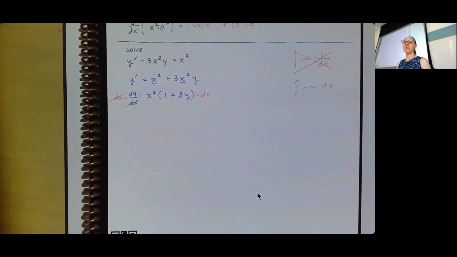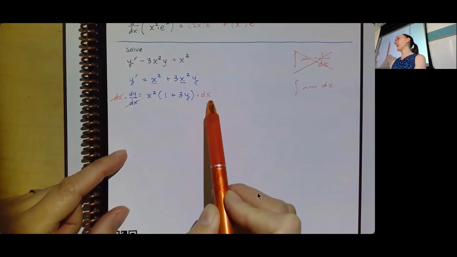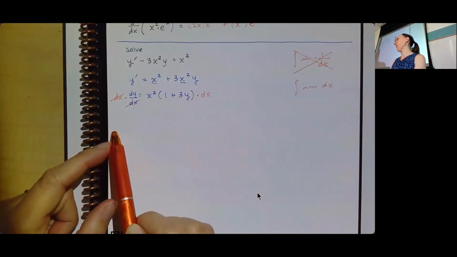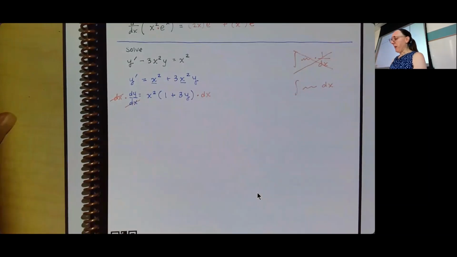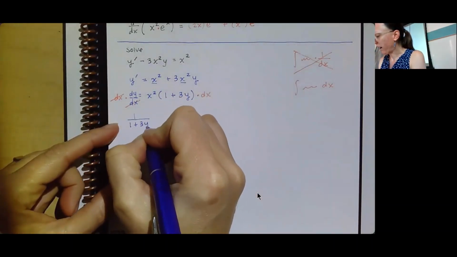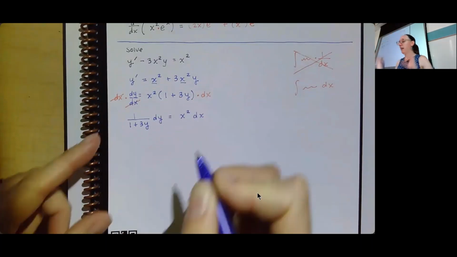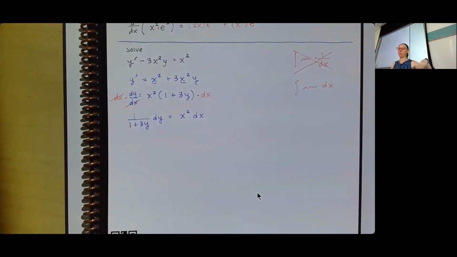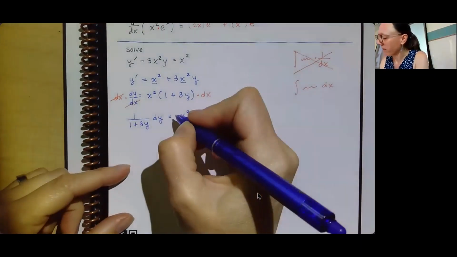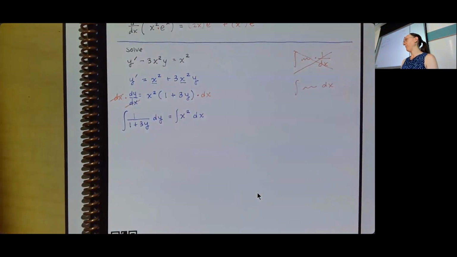Once I've done that, all of my x's need to stay on the right-hand side and all of my y's need to end up on the left-hand side. And we never get a choice of which side those letters go on. So I've got 1 over 1 plus 3y dy is equal to x squared dx. Once I've got all my x's on one side and all my y's on the other, then I'm ready to find both antiderivatives. I'm going to give you all a minute to find those antiderivatives on your paper.